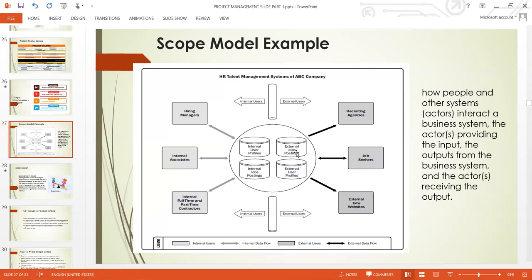And from their website, which is this internal user profile and external, this is the website, a kind of portal or data management portal. So from here, that's where he does all his jobs. And then he posts the job on the website.